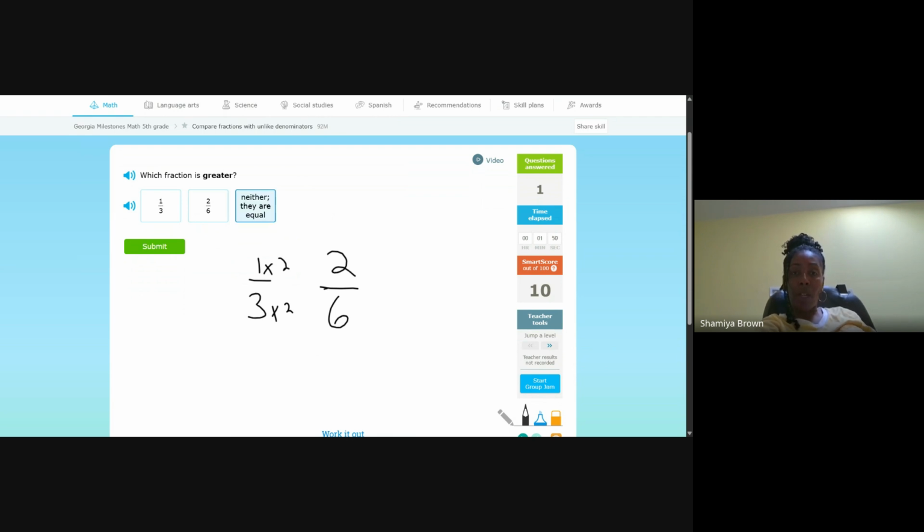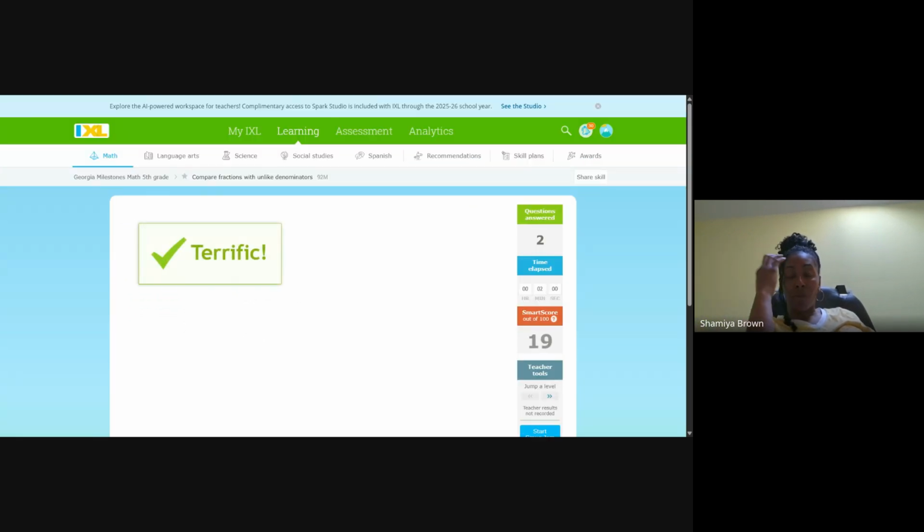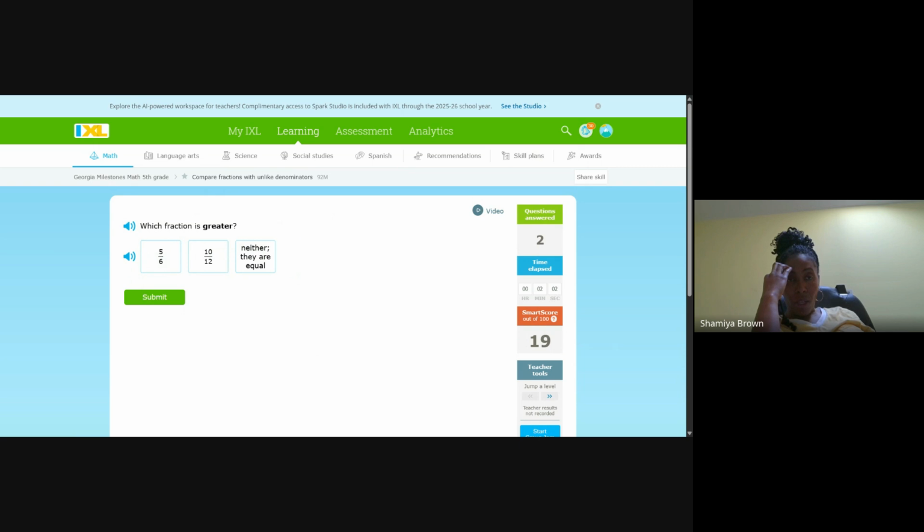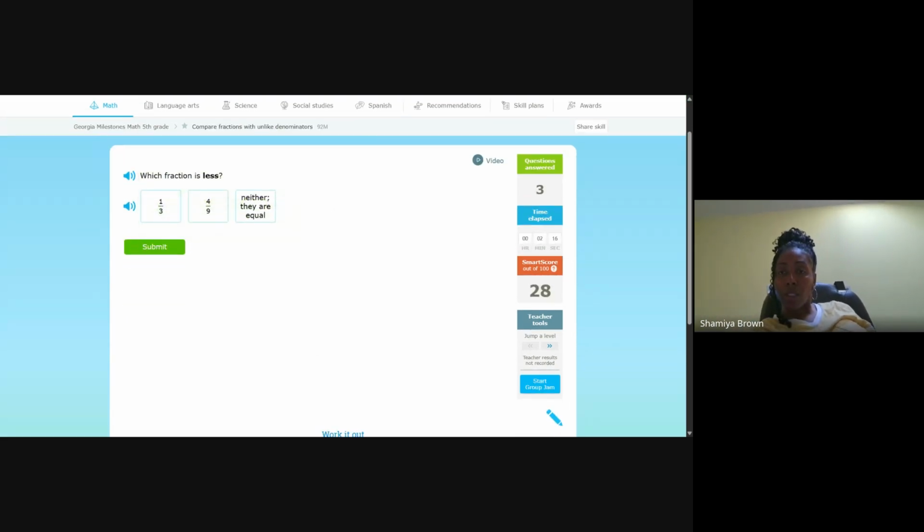And if I did the butterfly method, 1 times 6 is 6, 3 times 2 is 6. So that's going to show me that they're equal. Okay, which fraction is greater? I can see that 5/6 and 10/12: 5 times 2 is 10, 6 times 2 is 12. So they're equal as well. All right, so let's go to the next level.